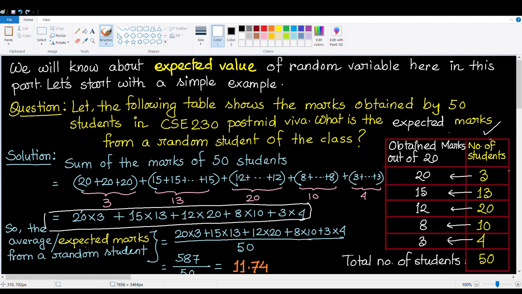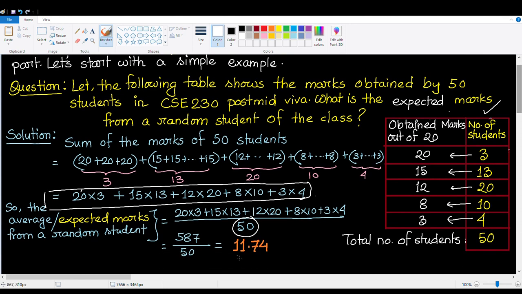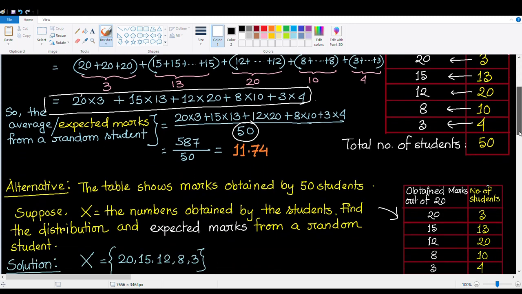Now the expected or the average marks from a random student is the sum divided by the total number of students in the class. So finally we get the average, which is 11.74. So this is the expectation from any random student of the class. All right, let's solve the same problem in a slightly different manner.